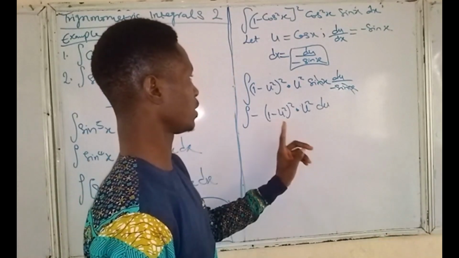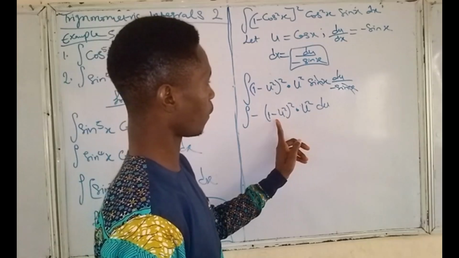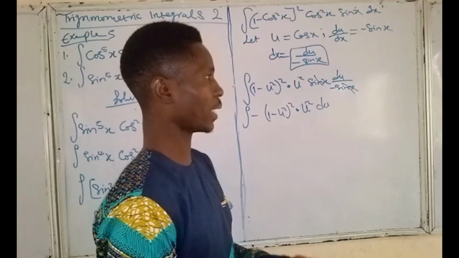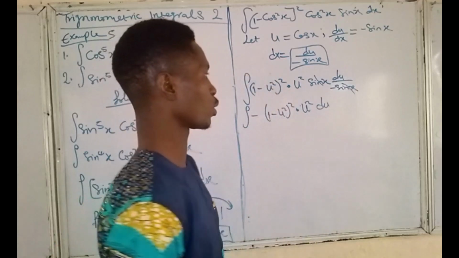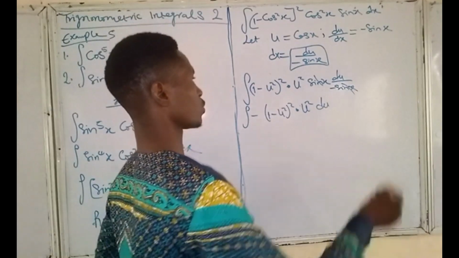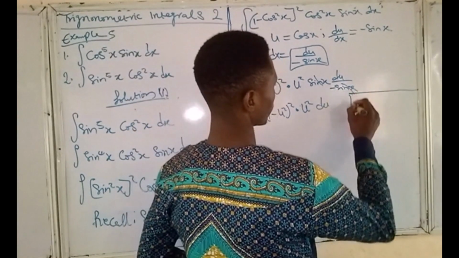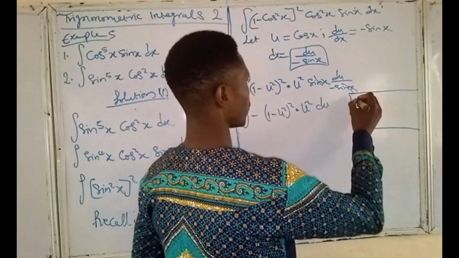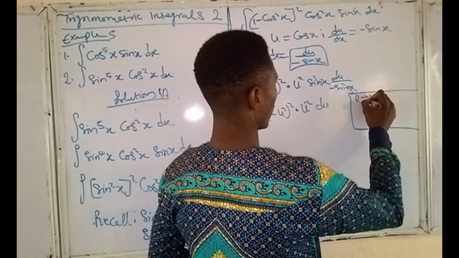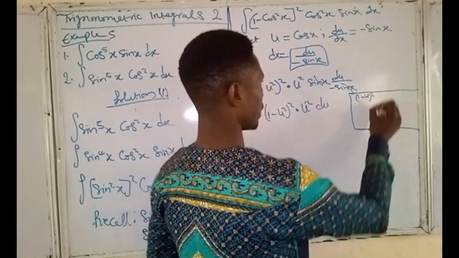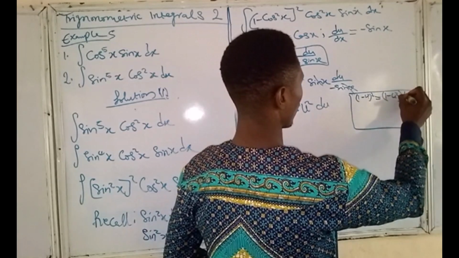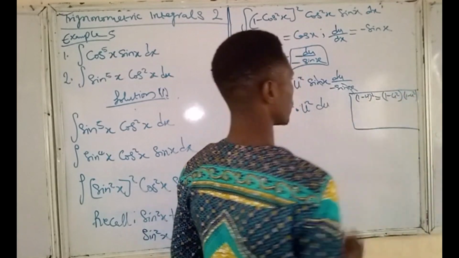But this is 1 minus u² in a bracket raised to the power of 2. So it needs expansion. So in order for us to do that, we just do that by the side. We can expand that by the side. So 1 minus u² all squared is the same thing as 1 minus u² into 1 minus u².